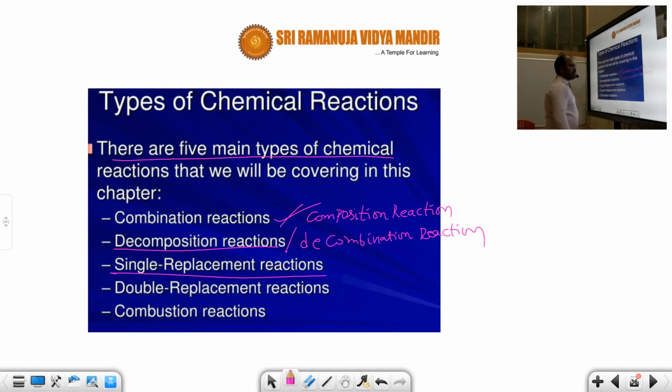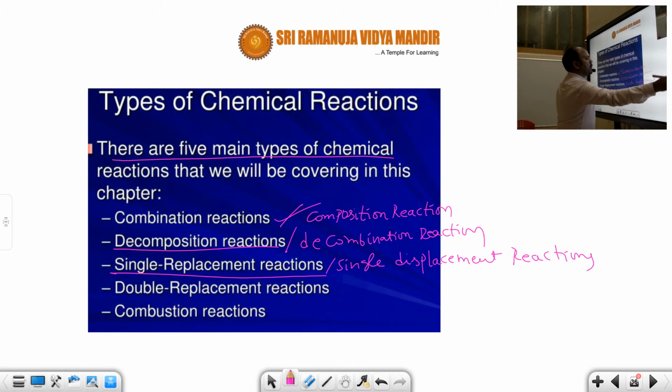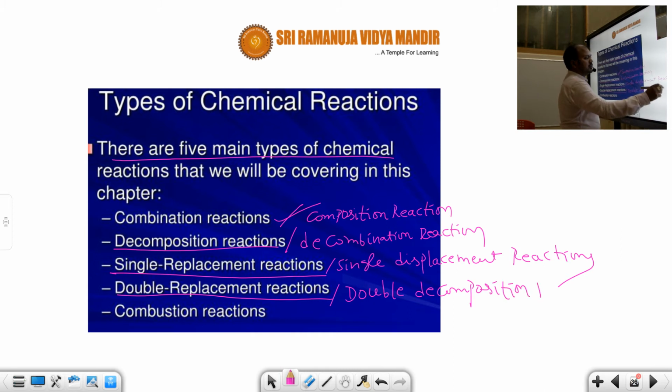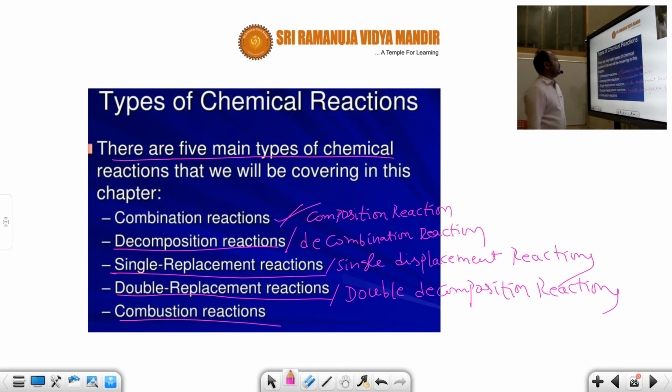Third one is single replacement reaction. This is also called single displacement reaction. And the fourth one is double replacement reaction. This is also called double decomposition reaction. And the last one is combustion reaction. So chemical reactions are mainly classified into 5 types: combination reactions, decomposition reactions, single replacement reactions, double replacement reactions, and combustion reactions.